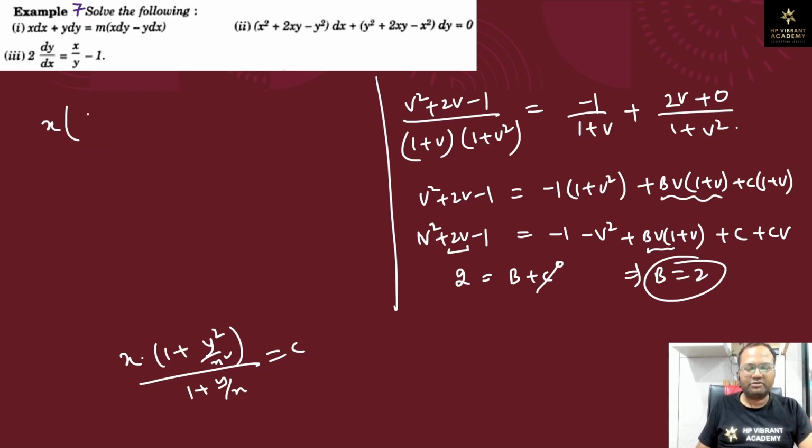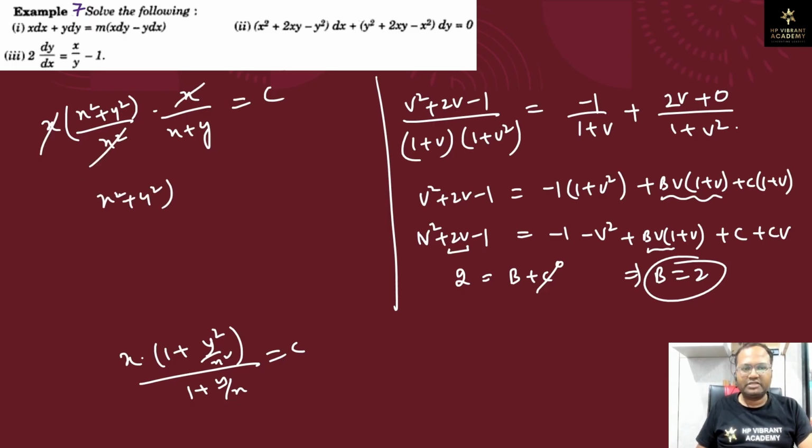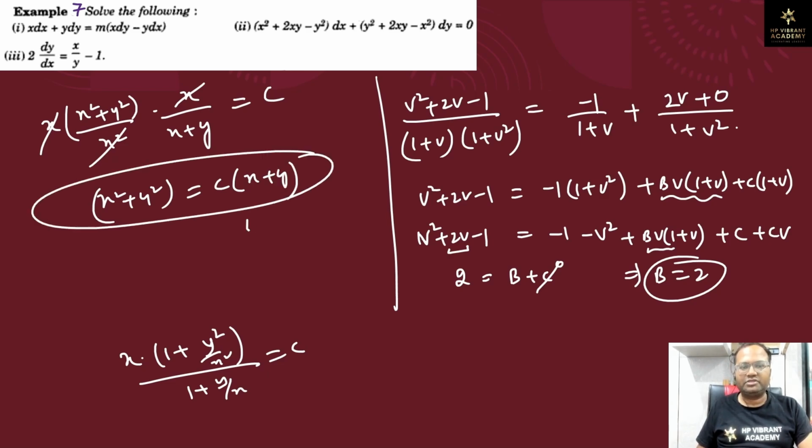This is x times of (x square plus y square) upon x square times of (x plus y) upon x is equal to c. So this gets cancelled. So x square plus y square is equal to c times of (x plus y). Okay, this is the general solution.